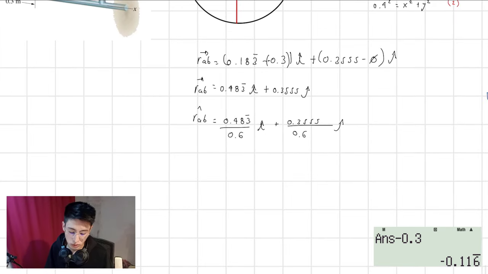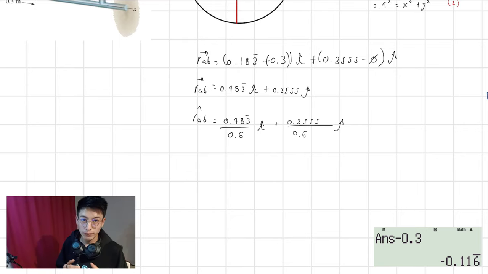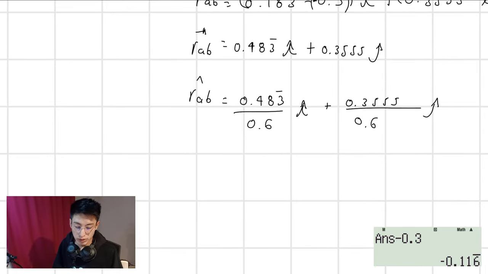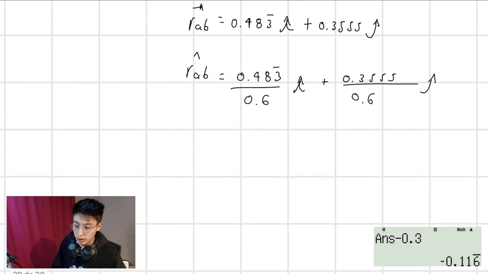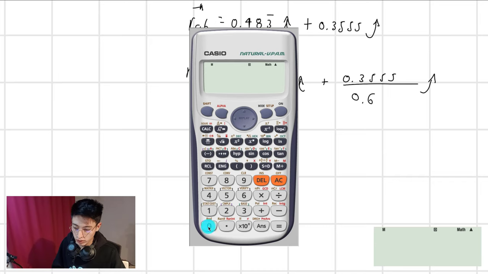Remember that when you are dividing a vector by a number, which in this case is the magnitude, and a scalar, you have to make sure that at the end the result is going to be a vector, right? Why is that? Because you have to divide every single one of the components by the magnitude, right? As I did right here. So basically it is going to be 0.483 divided by 0.6.